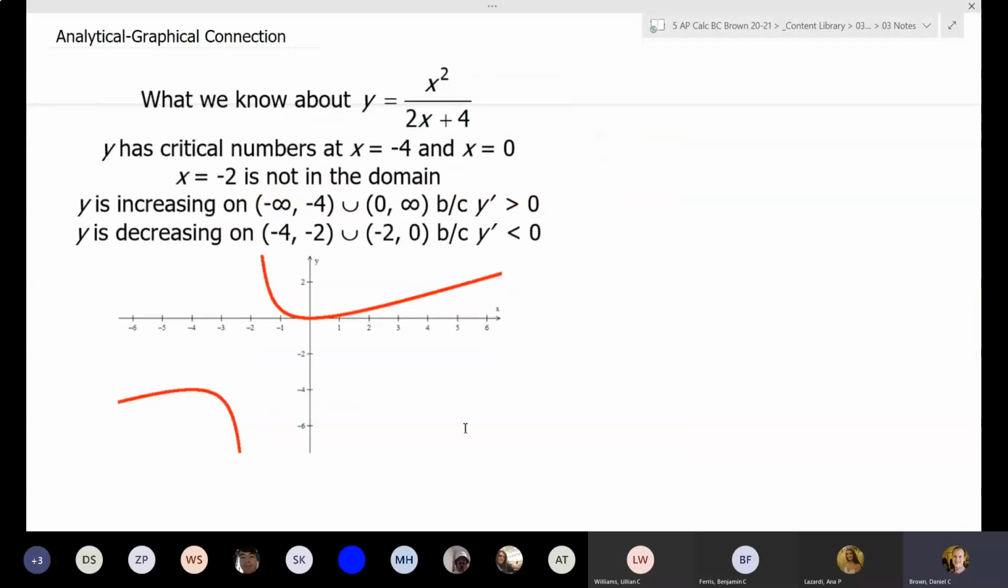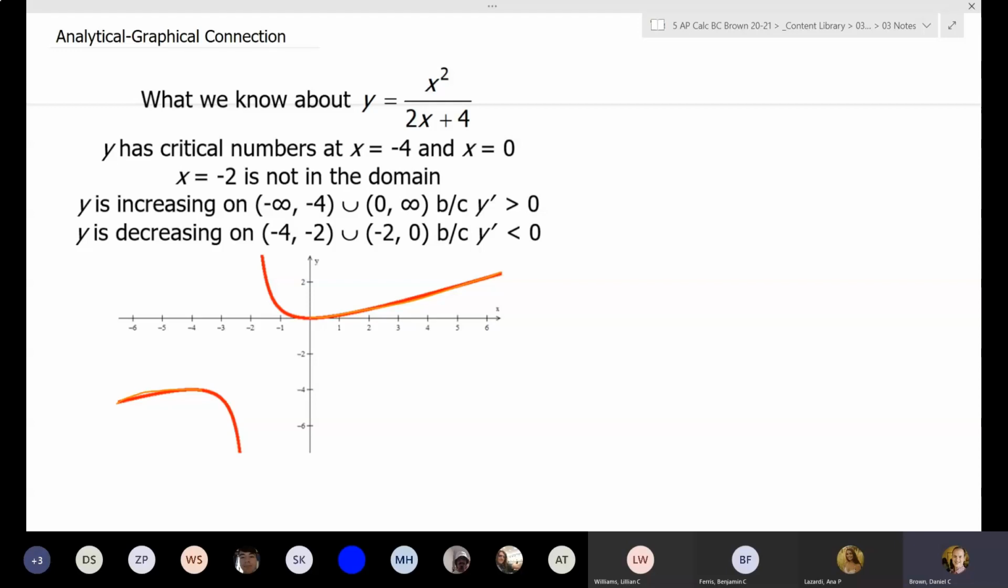So here's the graph of that function. And you can see, well, yes, it is decreasing. Or let's do increasing. It is increasing from -infinity to -4 and 0 to infinity. And we can also see that it's decreasing from -4 to -2 union 2 to 0.